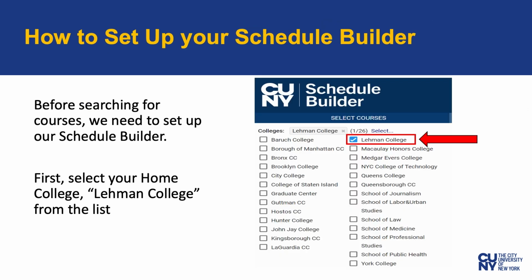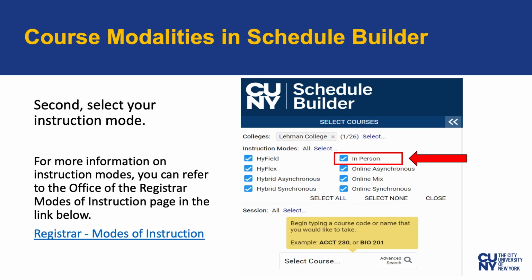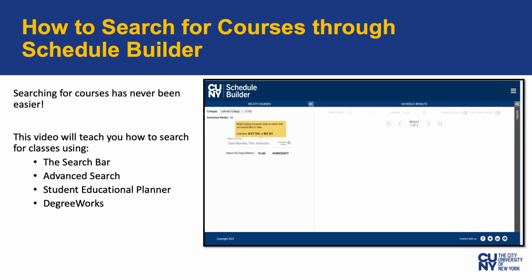Before searching for courses, we need to set up our Schedule Builder. First, select your home college, Lehman College, from the list provided. Second, select your instruction mode. Students can choose from the following instruction modes: hybrid, high-flex, hybrid asynchronous, hybrid synchronous, in-person, online asynchronous, online mix, online synchronous. For more information on instruction modes, you can refer to the Office of the Registrar Modes of Instruction page. The following video will walk you through the different ways you can search for courses.